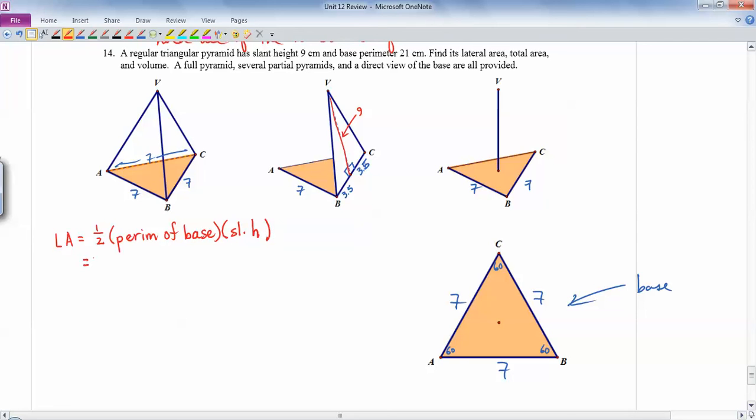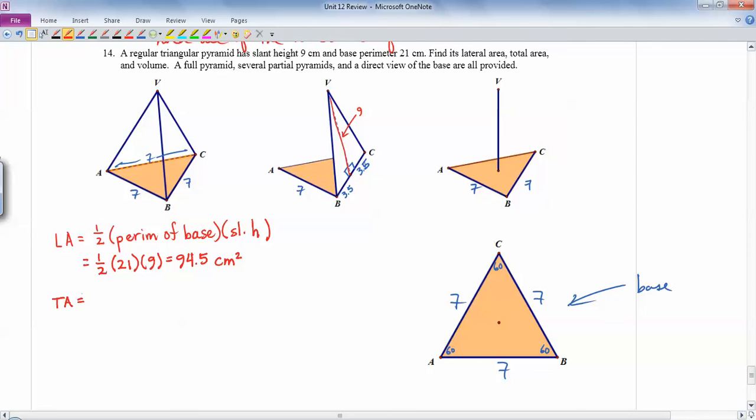So that's going to be 1/2. The perimeter of the base we knew was 21. The slant height is 9. If you multiply all that out, you get 94.5 centimeters squared. Okay, then we want the total area.